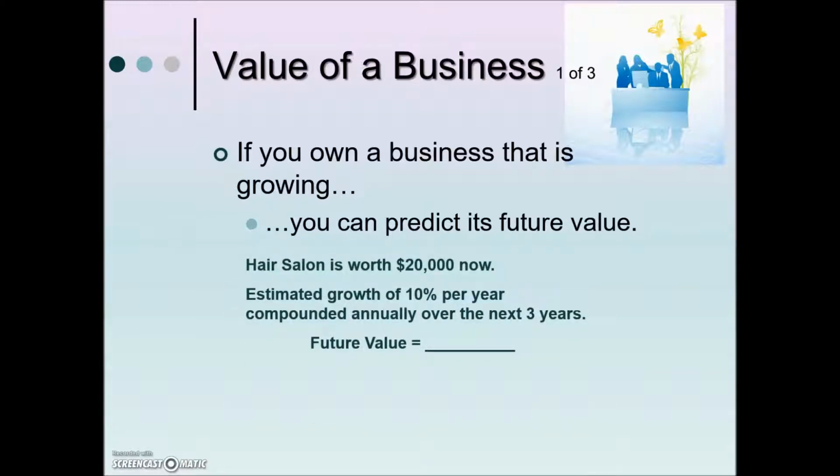And here's an example. We have a hair salon that today is estimated to have a value of $20,000, its present value. Through some analysis, we have found that the estimated growth is 10% per year, compounded annually over the next 3 years. That's the prediction. And this prediction would be determined by some analysis on what the business has done so far. The question is asking us, what is the future value?